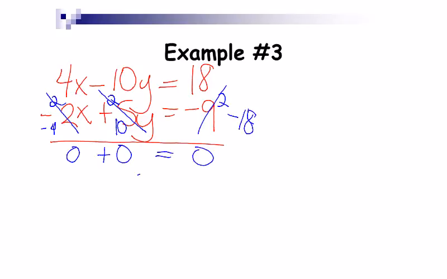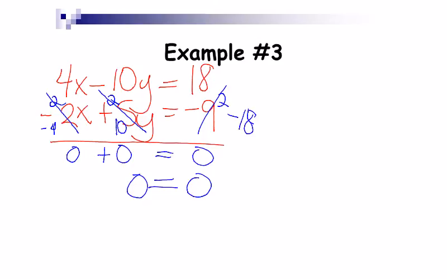Anytime the problem comes out where the x's and the y's go away, in other words, they make 0, I could have any numbers here. I could have 0 equals 0 or 5 equals 5. I could have anything that is a true statement. This right here is a true statement. 0 does equal 0. And the x's and the y's have disappeared in the process of elimination.